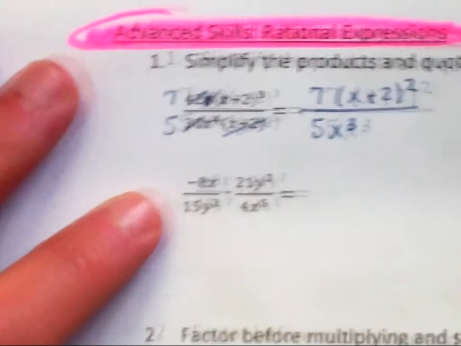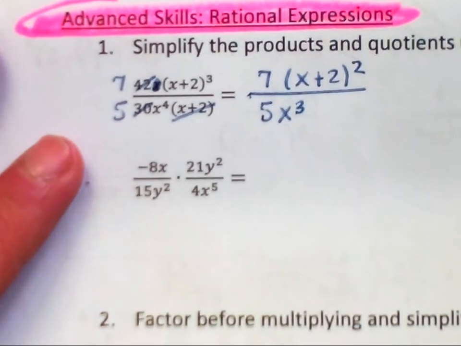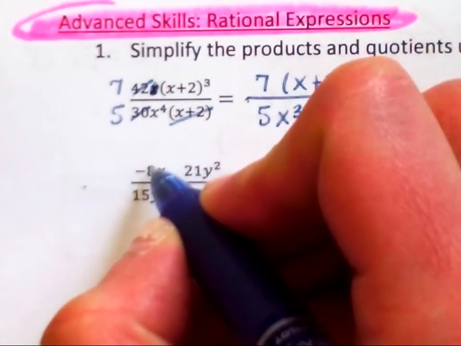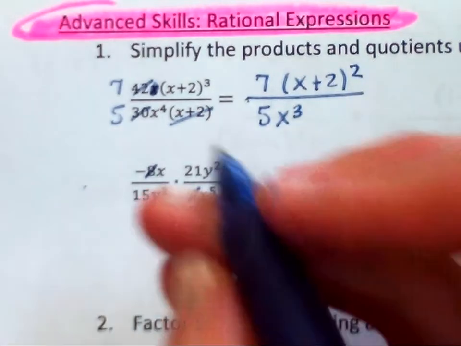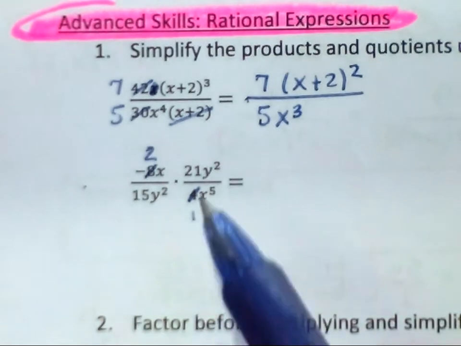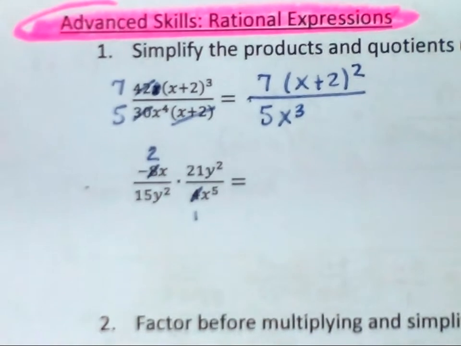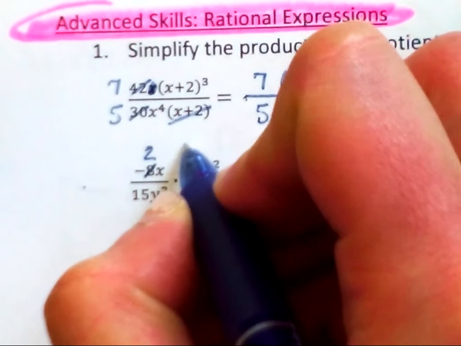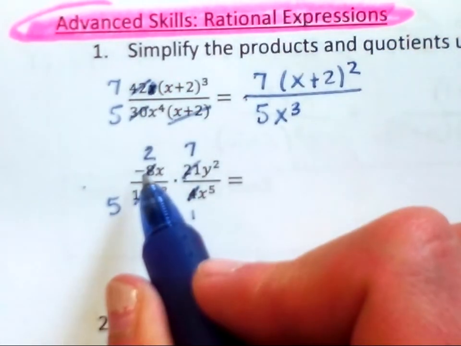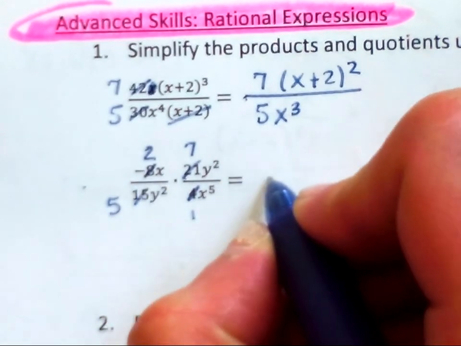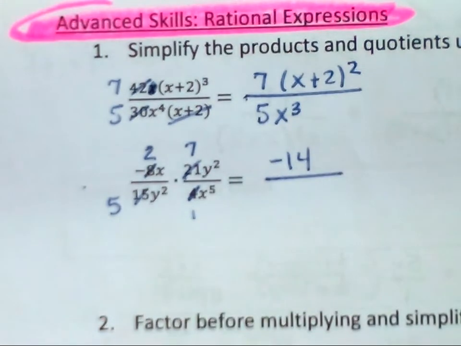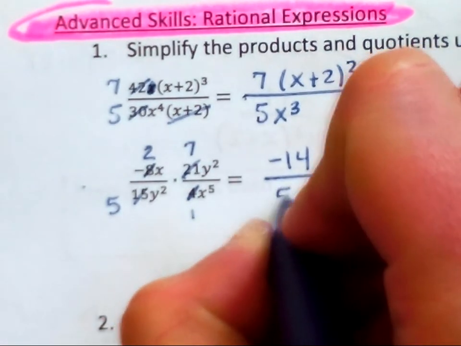The third one. We can reduce the 8 and the 4 to just a 2 over a 1. We can reduce the 21 and the 15 by dividing them by 3. So I can make that a 7 and make that a 5. And also keeping in mind that this was a negative here, so now my coefficient in the top is negative 14. And my coefficient in the bottom is 5 times 1, so 5.